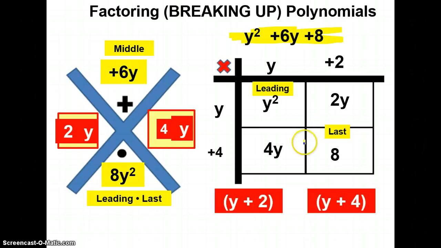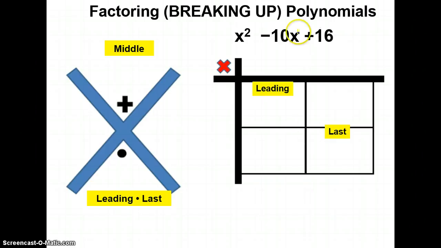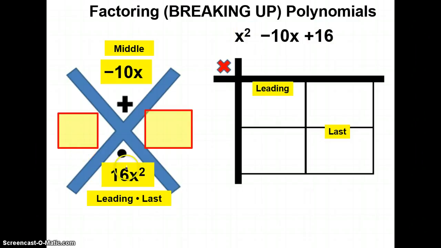It's kind of like multiplying polynomials, only we're going backwards. Let's try another one. Ooh, there's those negatives. Let's see if we can still figure this out. So again, I'm going to start with my middle term, negative 10x, and my leading times my last, 16x squared. Now again, try and find two numbers that multiply to get us 16, but add to get us negative 10.